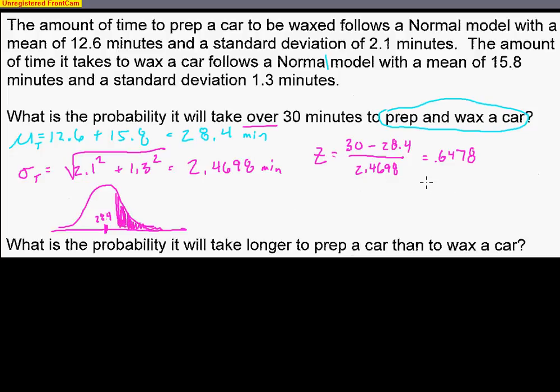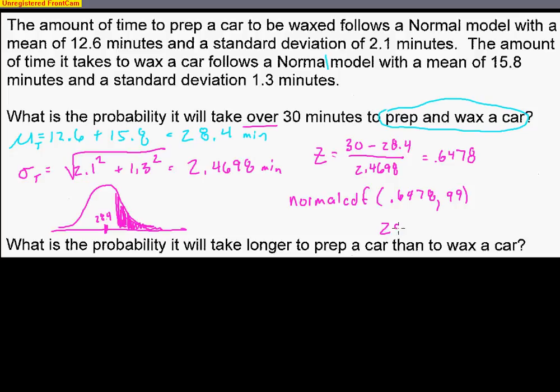So now to find the probability of being over 30 minutes, I'm going to go to my normal model, my normal CDF on my calculator. I'm going to ask it to start at that position of 0.6478 and go all the way to 99, all the way to more. So 0.6478, comma 99, and I get 25.86.